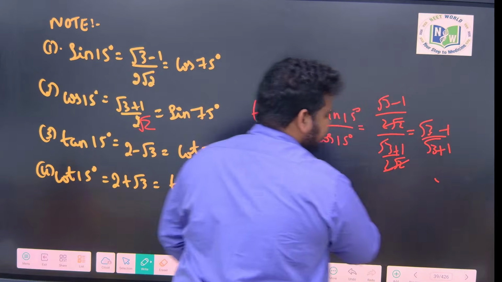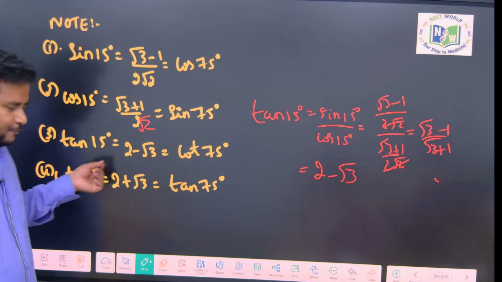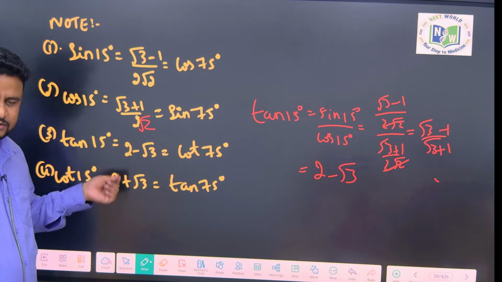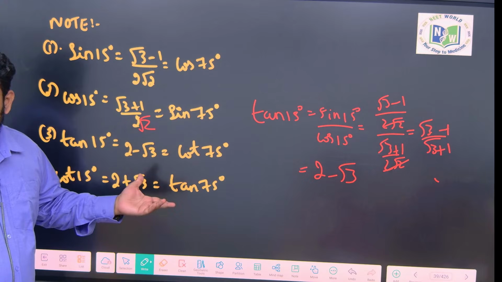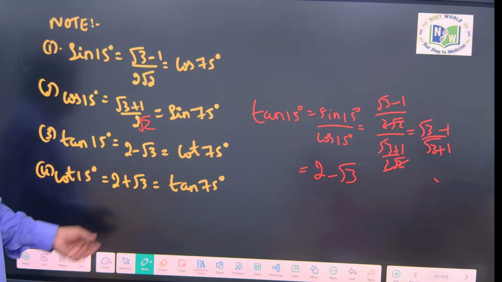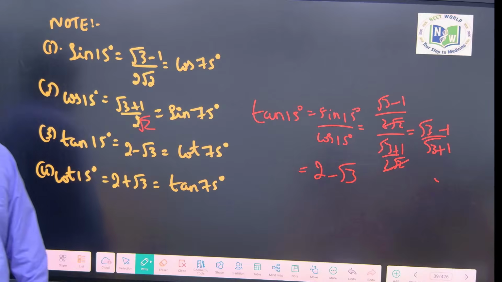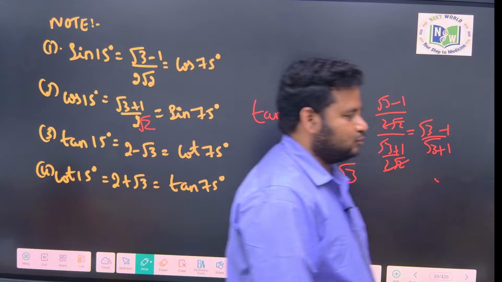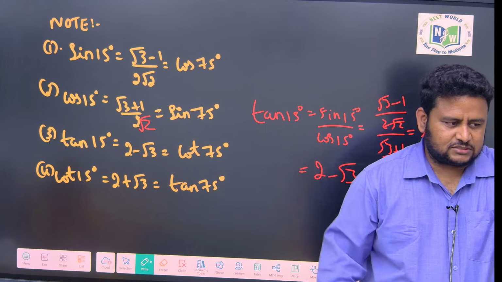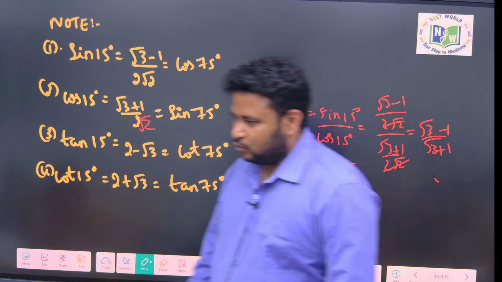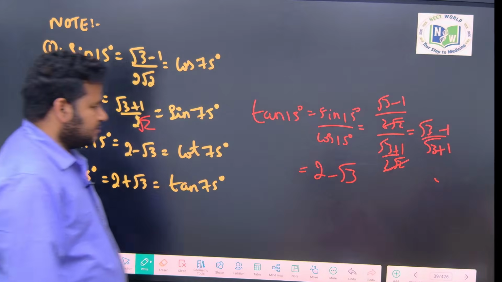If I rationalize this, I will get 2 minus root 3. Please remember this value. Tan they will ask questions. So tan 15 degree is 2 minus root 3. So cot is its reciprocal, 1 by 2 minus root 3. You will rationalize it and get 2 plus root 3. So tan is 2 minus root 3, cot is 2 plus root 3. When it comes to sin, root 3 minus 1 by 2 root 2, and this is root 3 plus 1 by 2 root 2, that's all. I am going slow in the initial classes, don't worry, because you have to remember these values. Let us proceed.